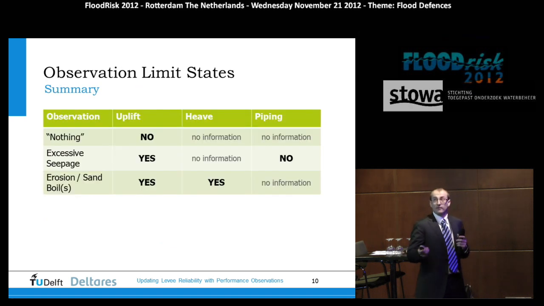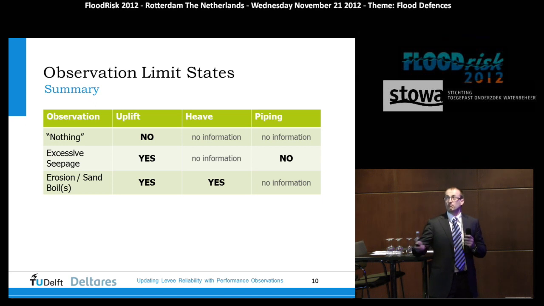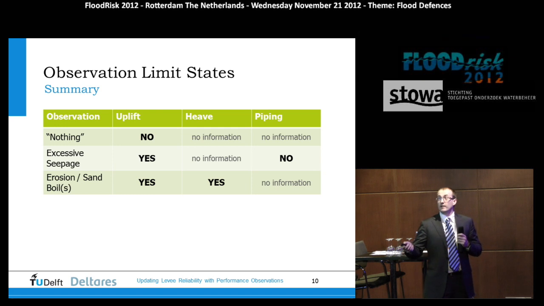So in summary, I was talking about three possible observations that you typically make in the field, in connection to the three limit state models that we typically use. For not seeing anything, you would say, okay, uplift has not occurred, no further information. Excessive seepage without any signs of erosion would tell us uplift has been exceeded, but piping not. And for the sand boils and the erosion, you would say, okay, uplift and heave criteria exceeded.